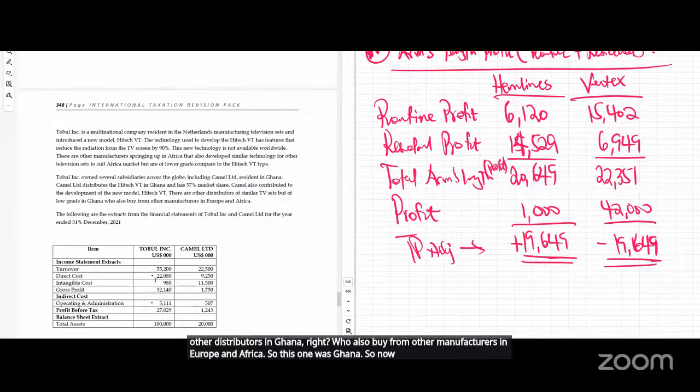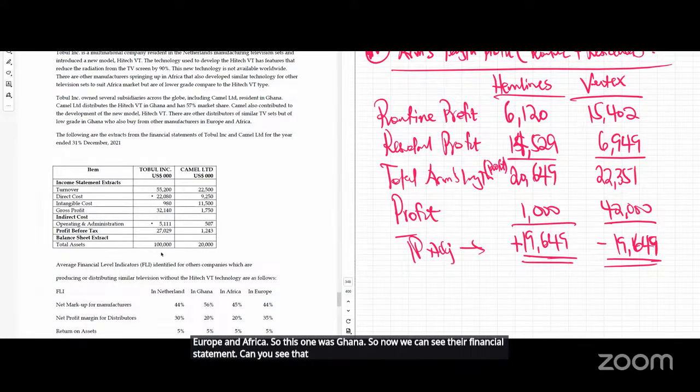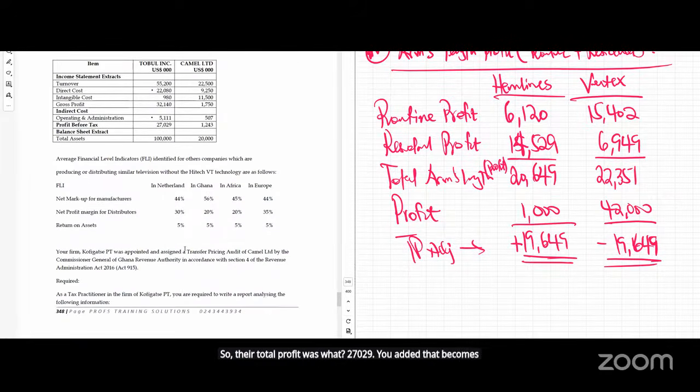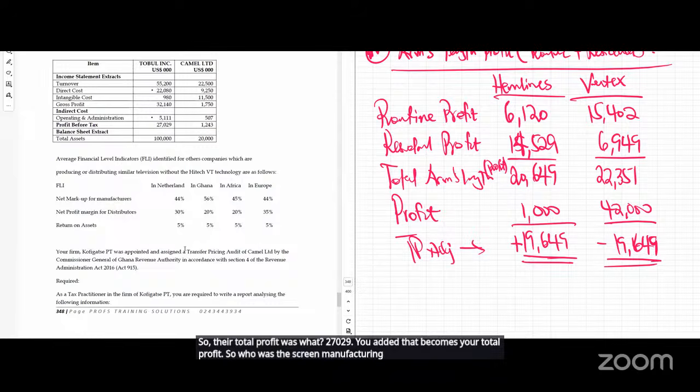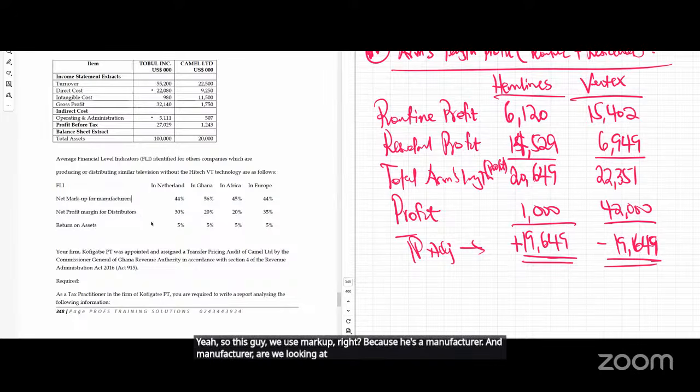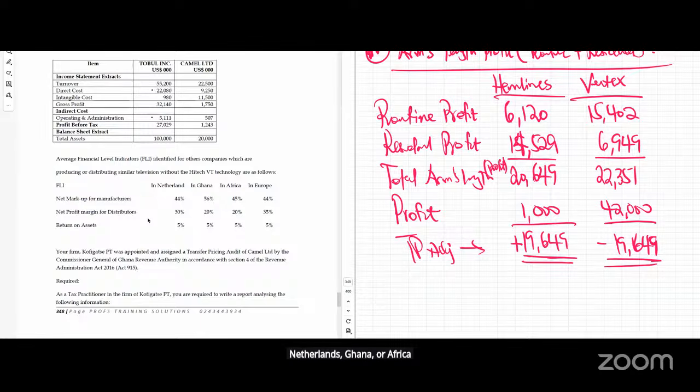So now we can see their financial statement. Their total profit was 27,029. This you added, that becomes your total profit. Tobo is the manufacturer, Camel is the distributor. So for Tobo, are we looking for net markup or net margin? Markup, because he's a manufacturer. And for the manufacturer, are we looking at Netherlands, Ghana, or Africa? Netherlands, but they said more people are springing up in Africa.